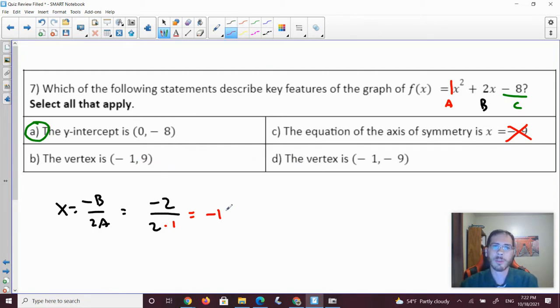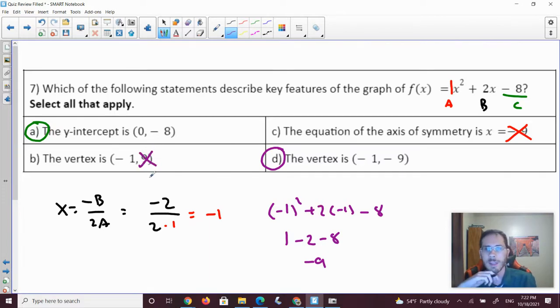I have to plug the negative 1 in. So we get negative 1 squared plus 2 times negative 1 minus 8. So that's 1 minus 2 minus 8. That's minus 10 plus 1 is minus 9. So the vertex is going to be at negative 1, negative 9. So I can pick that one. Again, I got negative 9, not positive 9, so I have to get rid of that choice. So the two I want to pick are A and D.